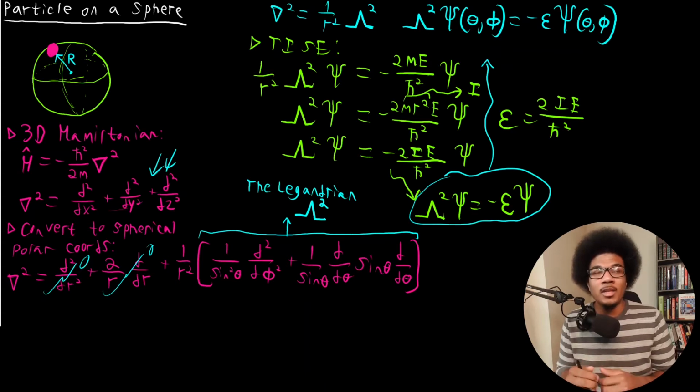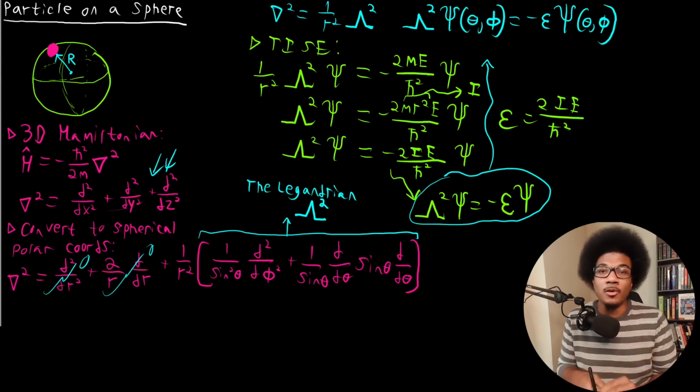Just like we did when we looked at the two-dimensional particle in the box, we're going to see if we can come up with a general solution using separation of variables. That's what we're going to do in the next video. We're going to start with this form and see if we can solve for a general wave function by using separation of variables.